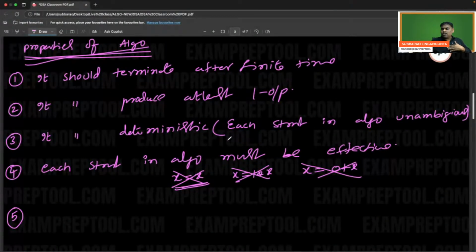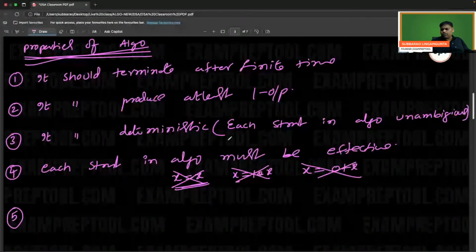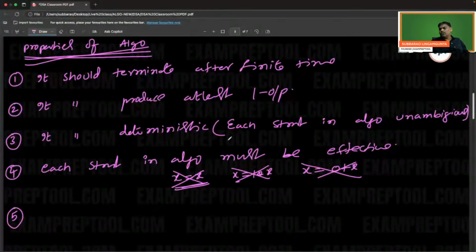Suppose you know the total algorithm subject but you don't know the definition. Finally, there is no meaning. I think you feel bad. Next one, you know the total algorithm but you don't know algorithm properties. Then also you will feel bad. So only for namesake I'm writing the definition and properties.